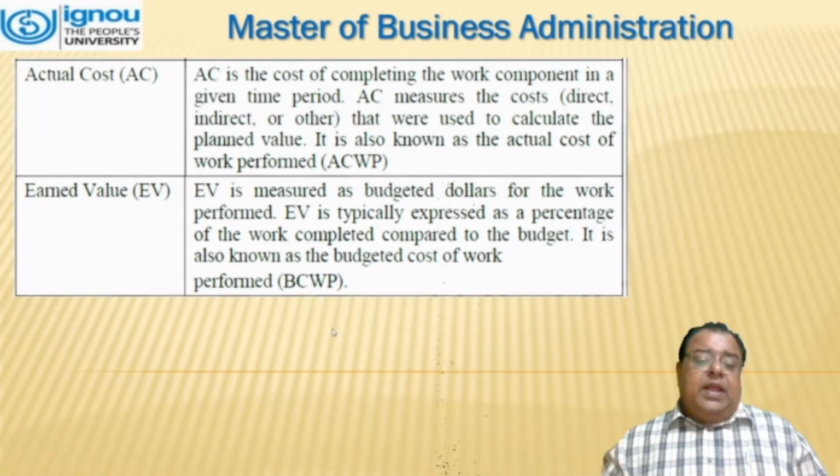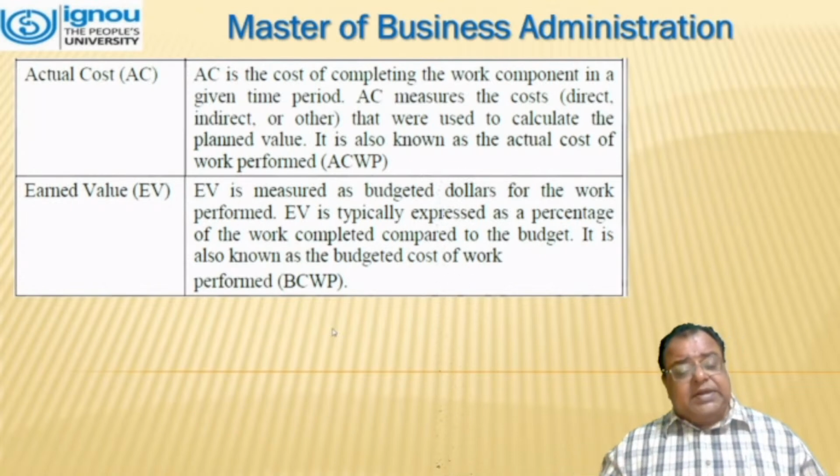Earned value. It is measured as budgeted dollars for the work performed. EV is typically expressed as a percentage of the work completed compared to the budget. It is also known as budget cost of work performance, that is BCWP.